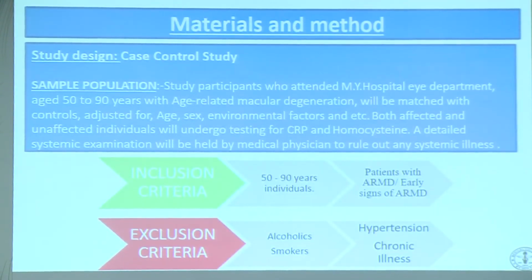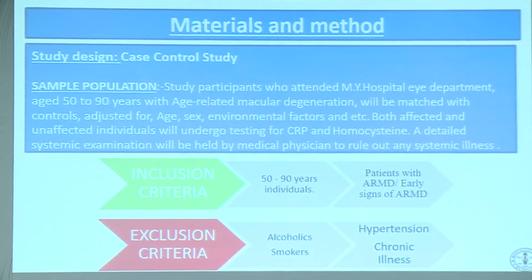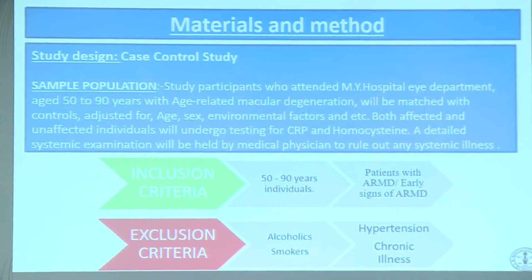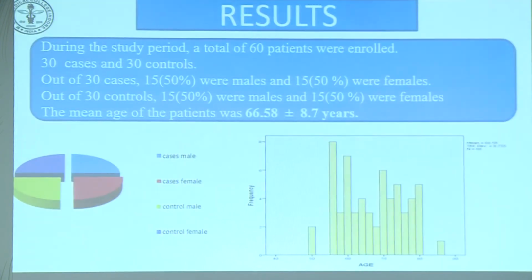The materials: it was a case control study, prospective. The study participants who attended our tertiary care center aged 50 to 90 years with AMD were matched with controls adjusted for age, sex, and environmental factors. Both affected and unaffected individuals underwent testing for CRP and homocysteine, and a detailed systemic examination was held by a medical physician to rule out any systemic illness. Inclusion criteria: 50 to 90 years of individuals and patients with AMD or early signs of AMD. Exclusion criteria were alcoholics, smokers, and other conditions, hypertension, and chronic illness.